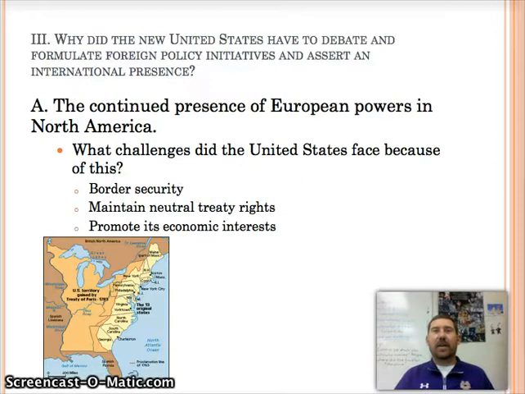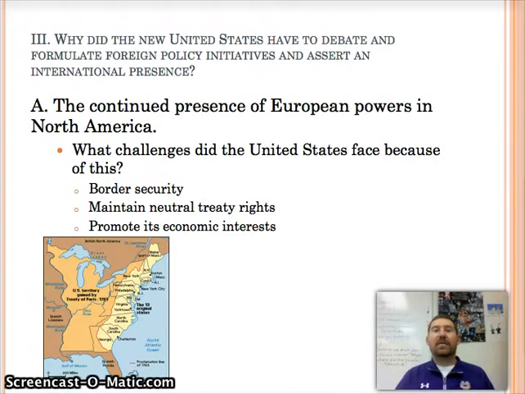All right, the third part of Key Concept 3.1 deals with why the United States had to debate and formulate foreign policy initiatives and assert an international presence after the war. Well, the first reason we had to do this was that a lot of them didn't leave. There are still European powers in America.